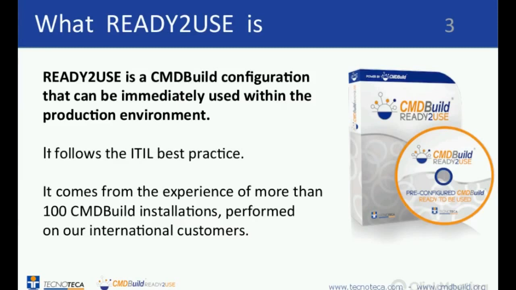So basically, Ready to Use is a CMDBuild configuration that can be immediately used within the production environment. Immediately, because, as we will see later, there are already many workflows and reports, and all the ITIL aspects are treated. You can download it and get started with that. Of course, you will always keep the customization of CMDBuild, but you will already have a very good starting point to use it within your production environment.